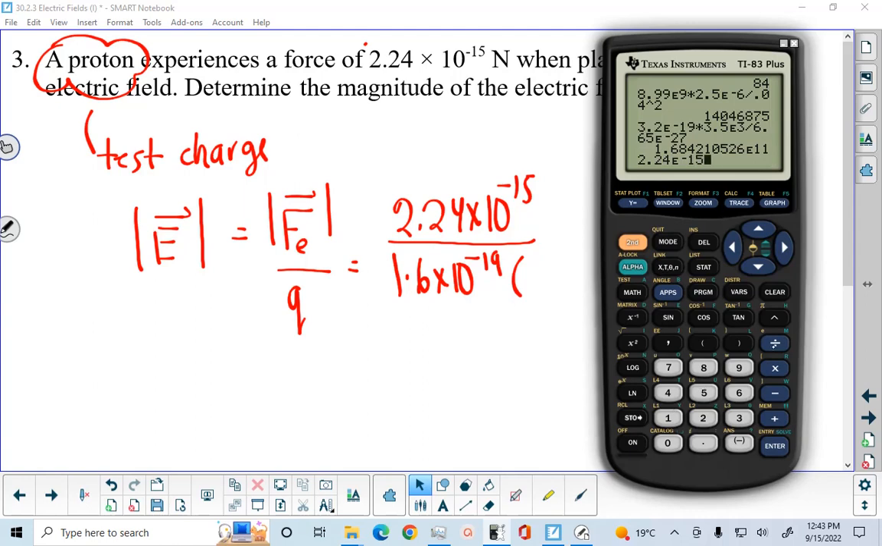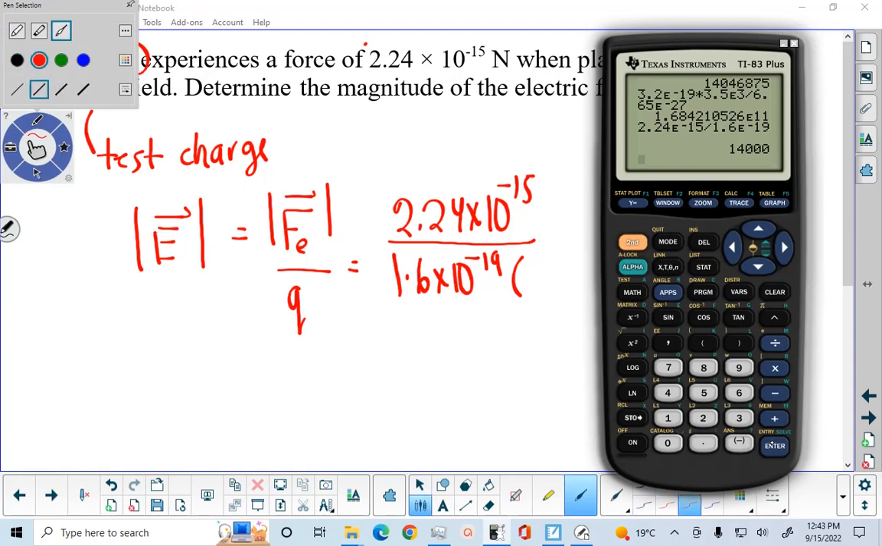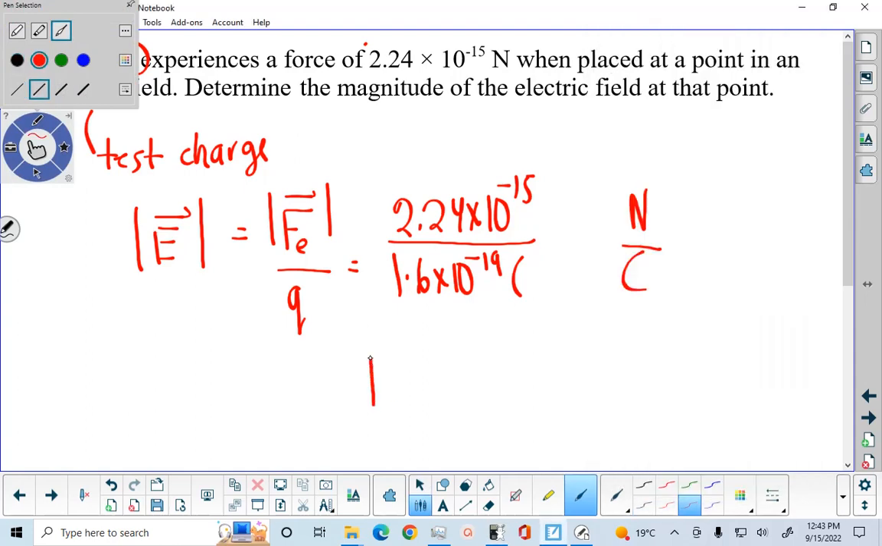That's how many newtons per coulomb. So about 14 kilonewtons per coulomb, or without being fancy with the metric prefixes, 1.4 times 10 to the 4 newtons per coulomb.